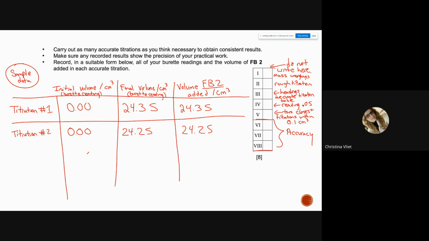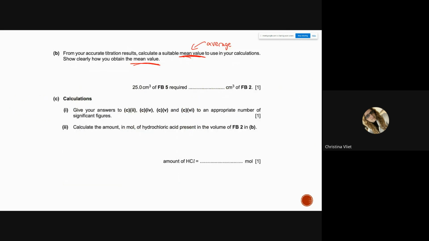So, good news and bad news. Good news is that's correct. Okay? If you show clearly 24.35 plus 24.25, divide that by 2, and you come up with 24.30, you have 1 mark. 1 guaranteed mark right there.